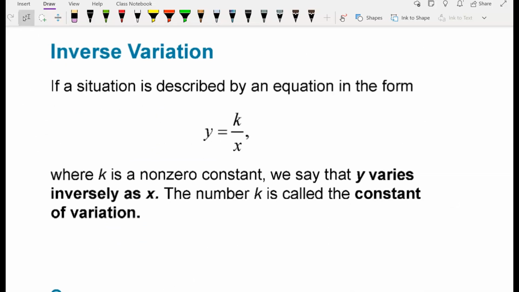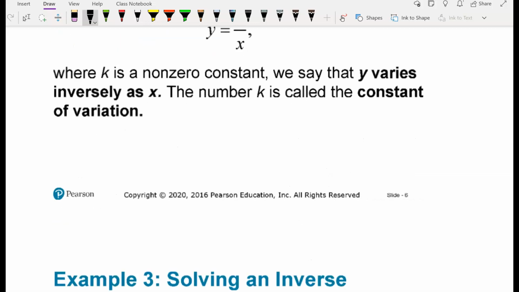All right, inverse variation. If a situation is described by an equation in the form y equals k over x, where k is a non-zero constant, we say that y varies inversely as x. The number k is called the constant of variation, so same as it has been.